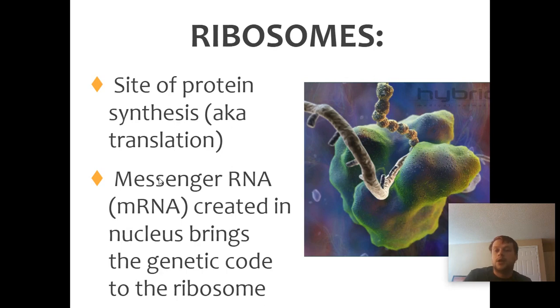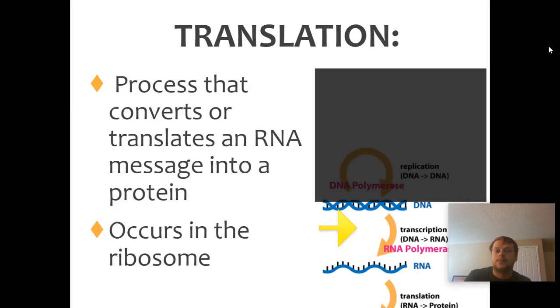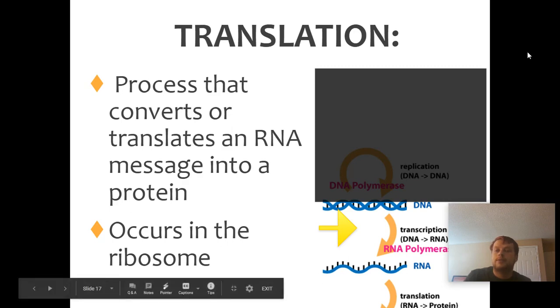So the messenger RNA, remember it's a messenger, so it's carrying the information from the nucleus to the ribosome during this process of translation. Translation, again, is when we take the RNA and turn it into a protein. It happens in the ribosome, and it's our final step of the central dogma.